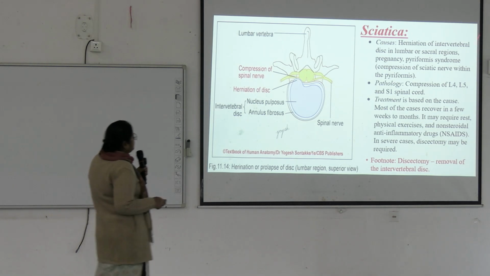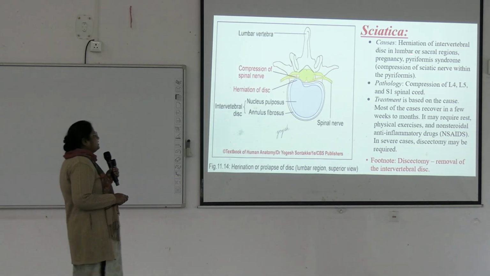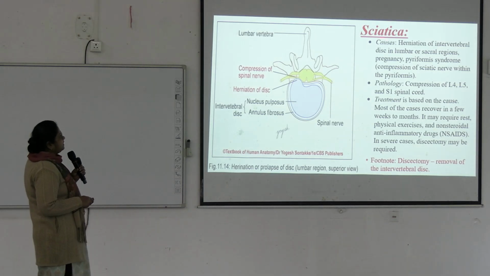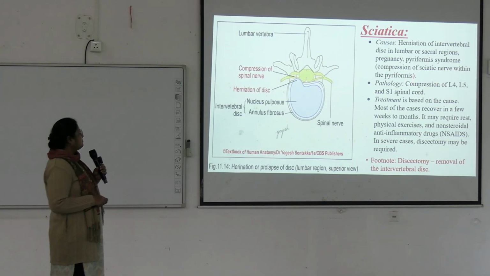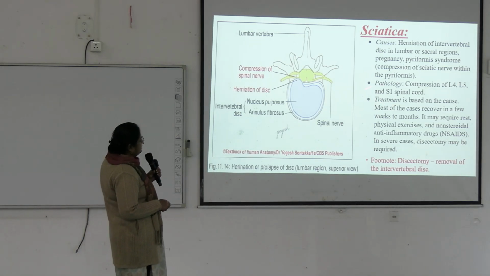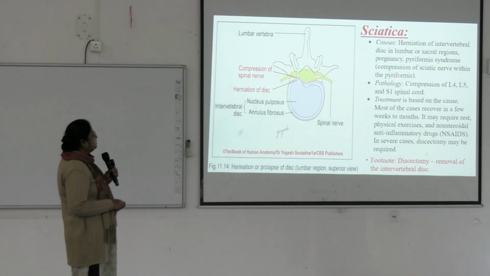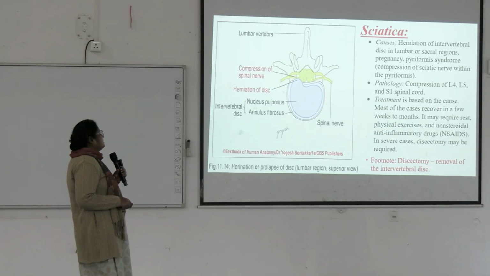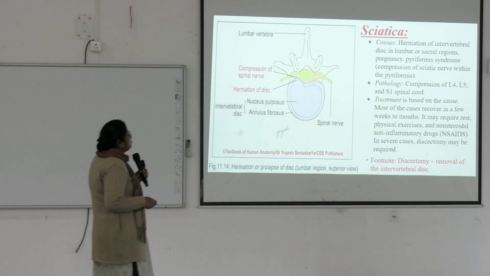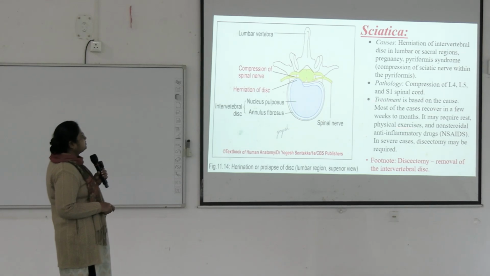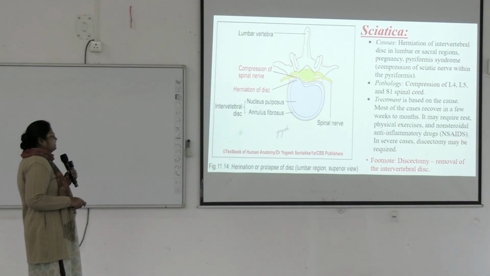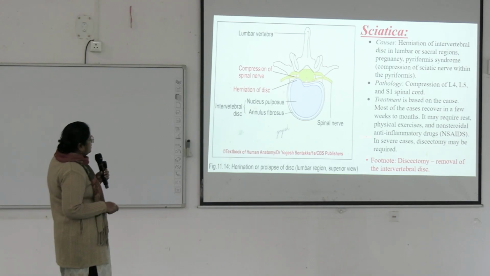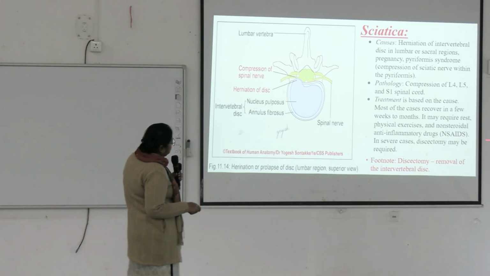So what is sciatica? Herniation of the intervertebral disc in the lumbar or sacral regions; it also occurs in pregnancy and piriformis syndrome, due to compression of the sciatic nerve within the piriformis. The pathology is compression of these nerve roots L4, L5, S1, or spinal cord. Okay, what is the treatment? Treatment is based on the cause. Most cases recover in a few weeks to months, and it may require rest, physical exercise, and NSAIDs, non-steroidal anti-inflammatory drugs.